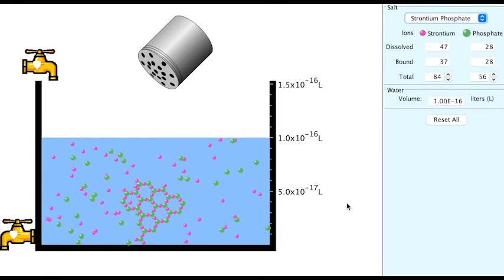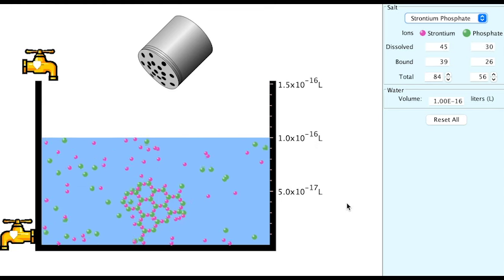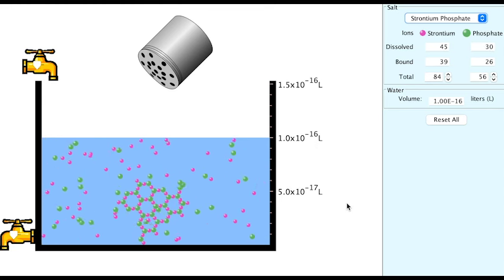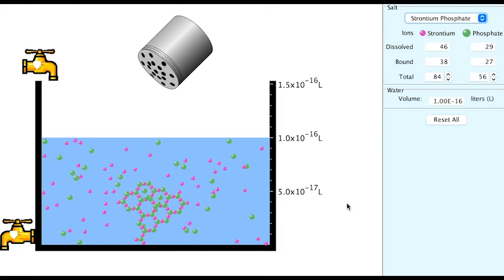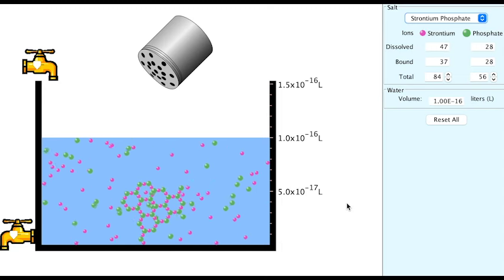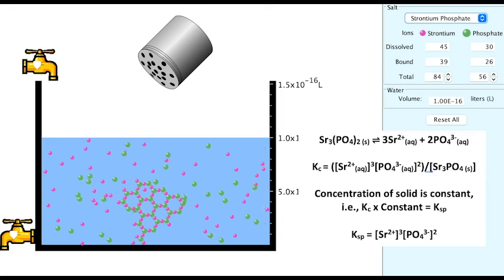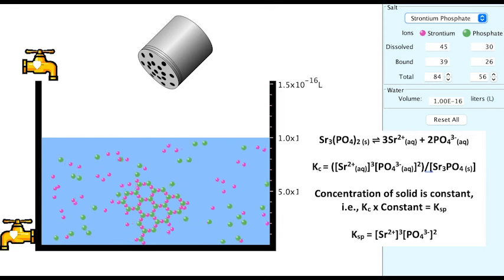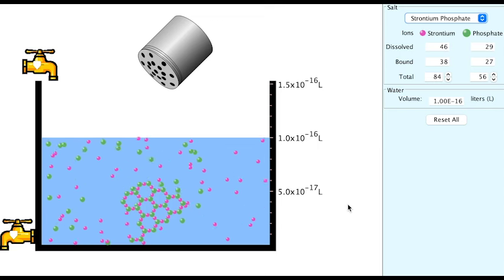The constant Ksp refers to the product of the concentrations of the ions in a saturated solution raised to its respective power in accordance to the solubility equation. For example, in this case we have strontium phosphate. The Ksp expression becomes constant. Ksp is only affected by temperature.